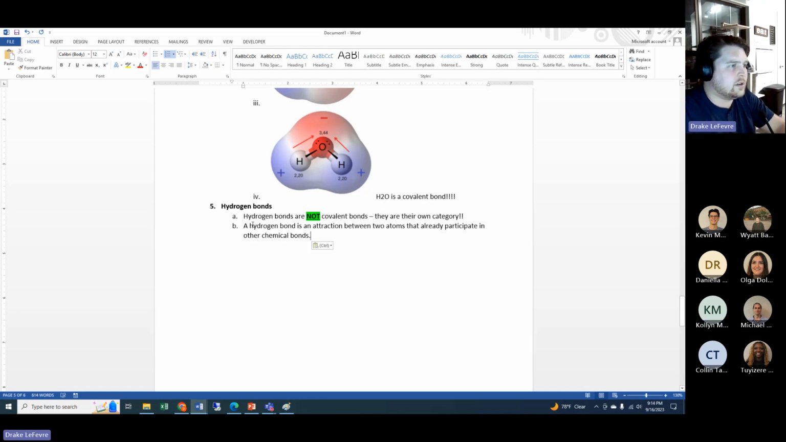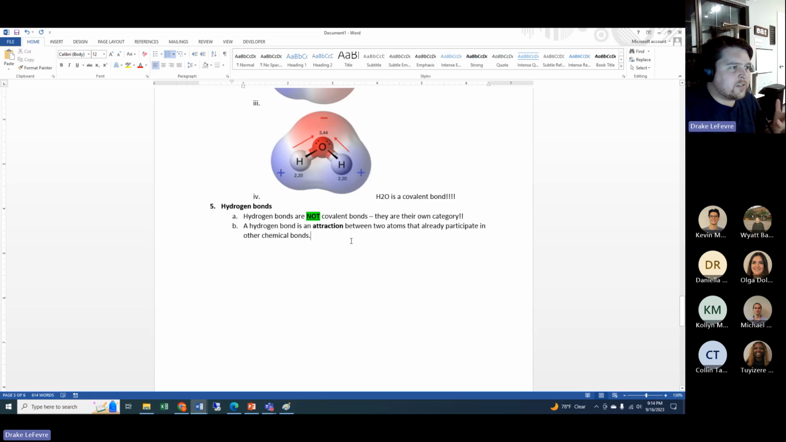This is a good definition. A hydrogen bond is an attraction between two atoms that already participate in other chemical bonds. A really good way to think about what hydrogen bonds do: has anybody ever filled up a cup all the way to the very top and just kept adding drops of water? And you almost get this dome of water up over the top of the cup? If you haven't tried that, I recommend you try it. It's really interesting. What you're actually observing there is hydrogen bonds.